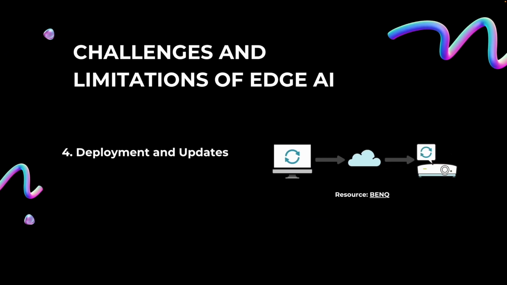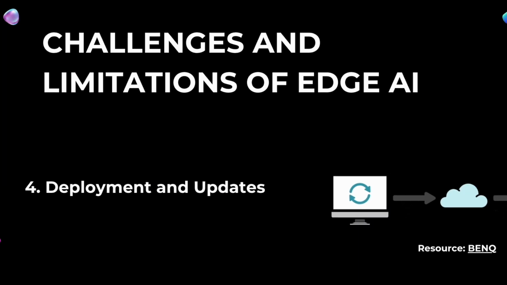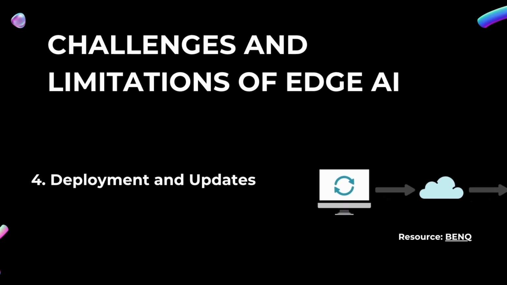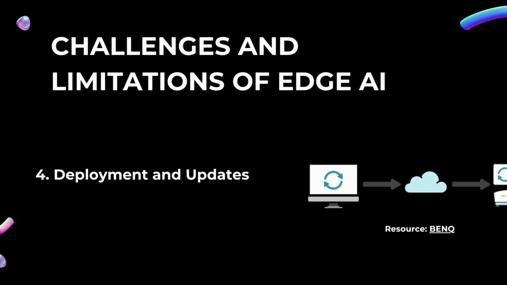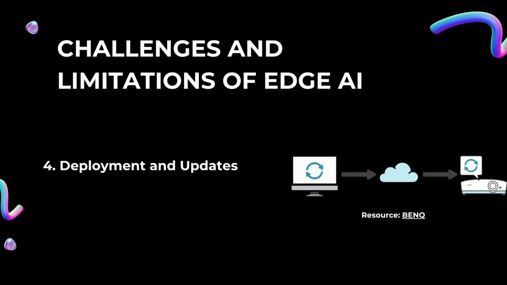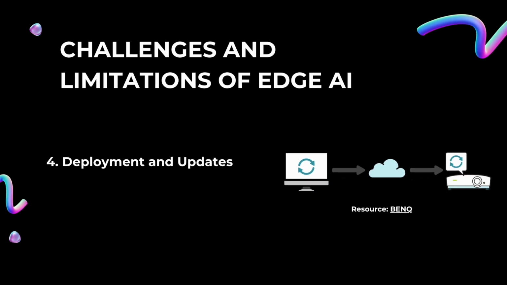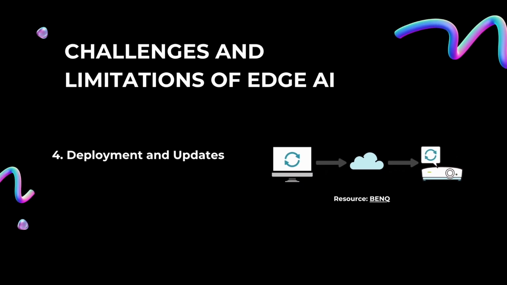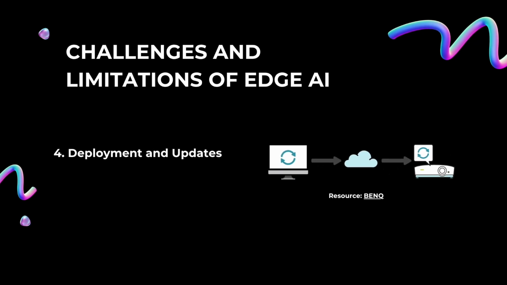Four: deployment and updates. Managing and updating models across thousands of distributed devices is a logistical challenge. You need robust deployment pipelines, version control, and sometimes over-the-air, or what we call OTA, update mechanisms to ensure all devices are running the latest and most secure models.